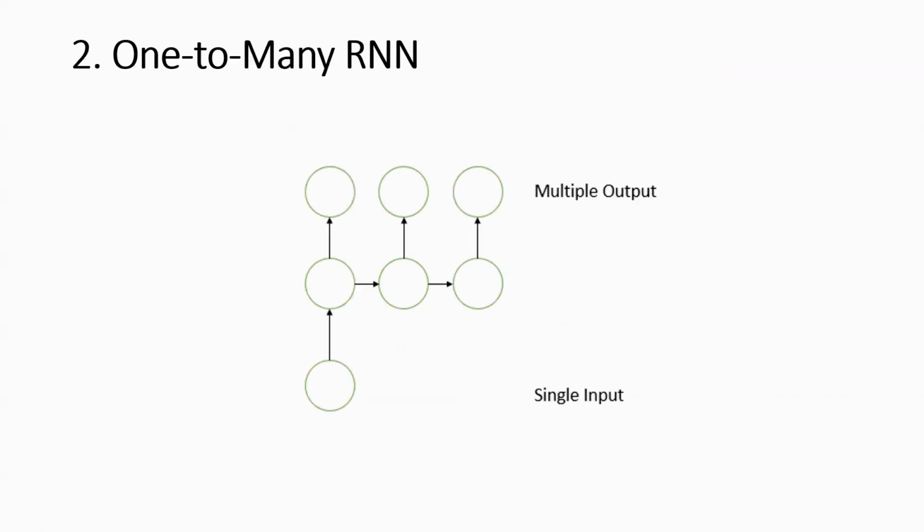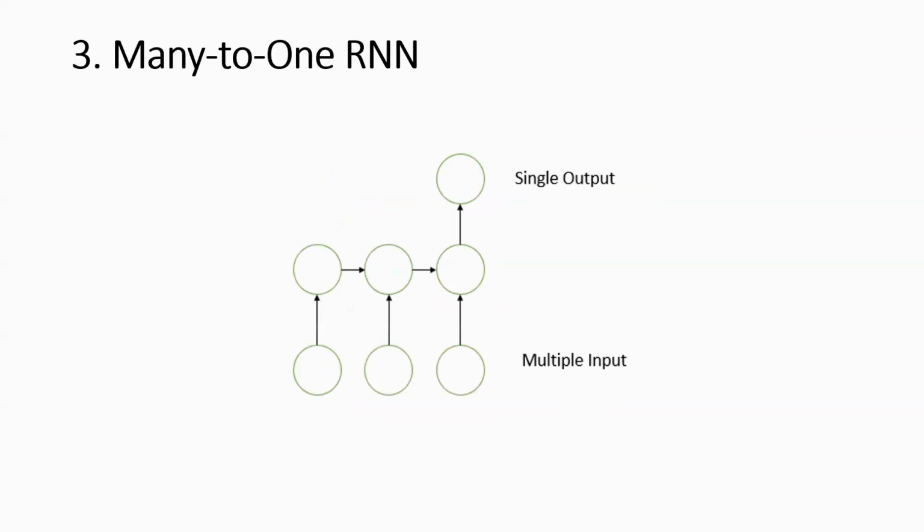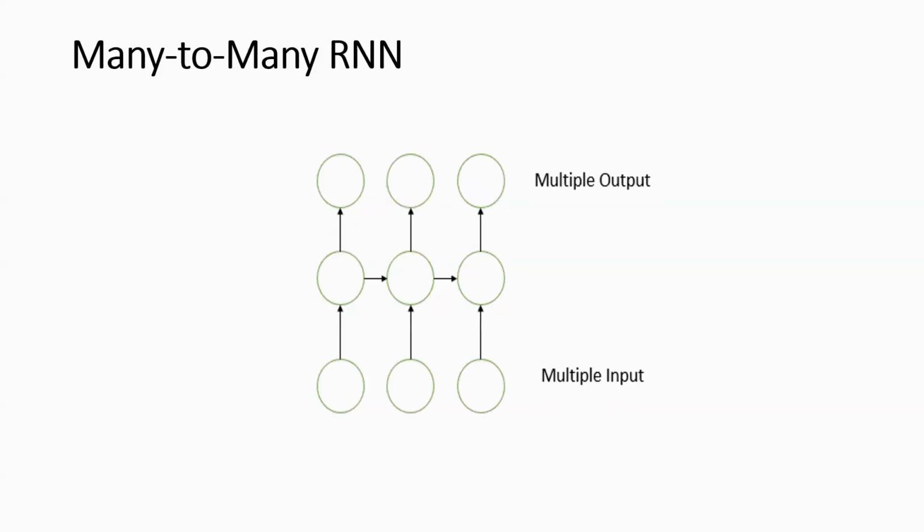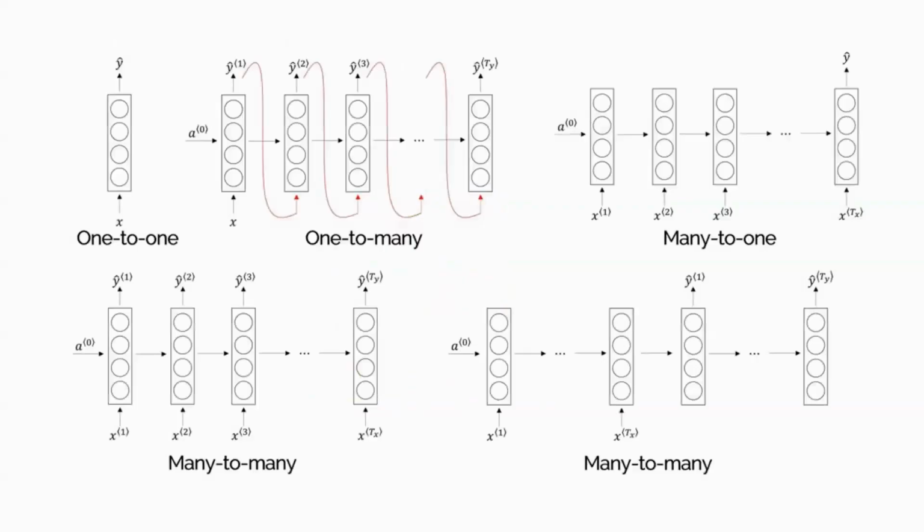In one to many, we have only one single input, but based on that one input we have multiple outputs. In many to one, we have multiple inputs, and based on the multiple inputs we get a single output. And many to many means that multiple inputs generate multiple outputs.